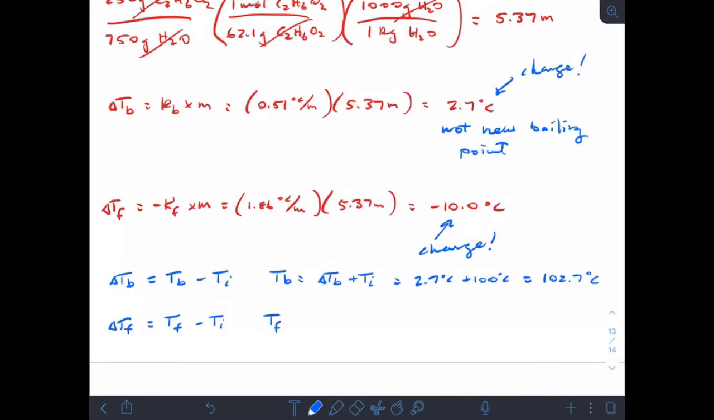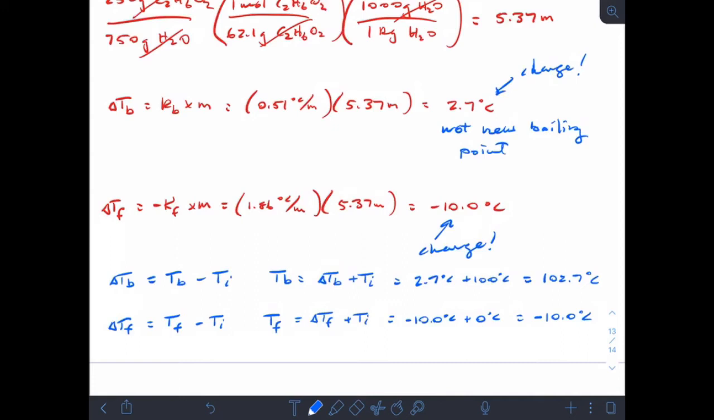Okay. So TF, our new freezing point, equals delta TF plus T initial, okay? In this case, our original freezing point for water is 0 degrees Celsius. So we have minus 10 plus 0 equals minus 10.